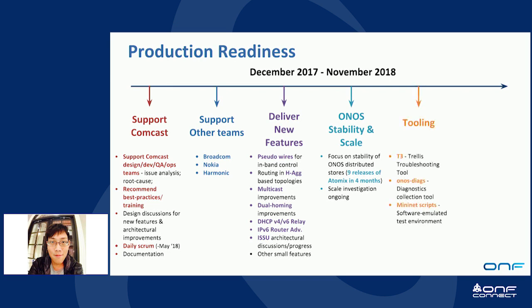The first one is T3. The full name is Trellis Troubleshooting Tool. It traces the flows and groups in the system, and it will tell you if your network has a loop, or why a packet cannot be delivered correctly from one host to another, things like that.